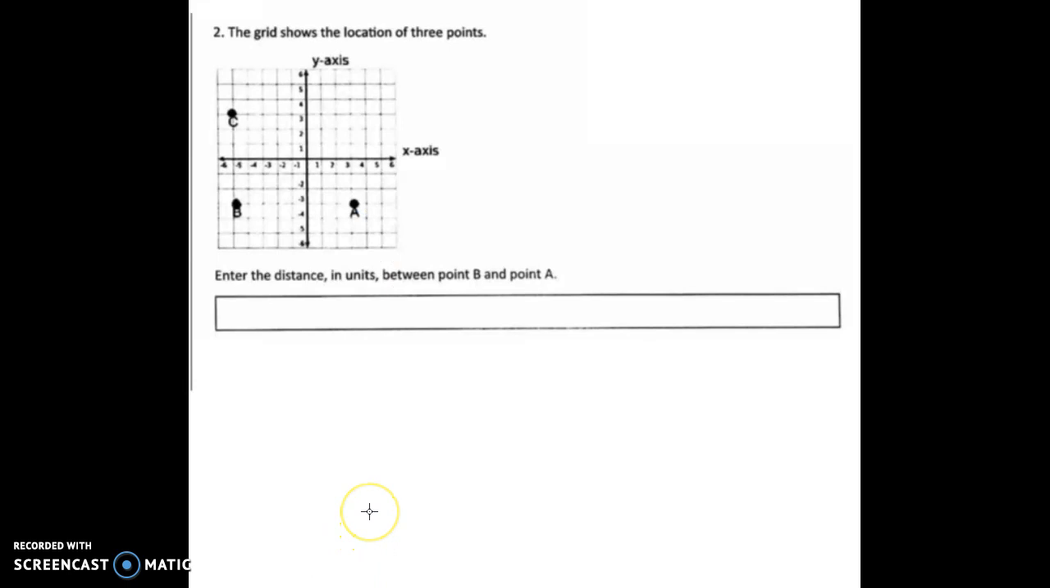All right, number 2 says the grid shows the location of 3 points. There's A, B, and C. So it says enter the distance in units between point B and C. So we're looking for point B and C, right? So at this point we don't even care about what A is. This is pointless to us, right? We don't need this one. We're just trying to figure out B to C.